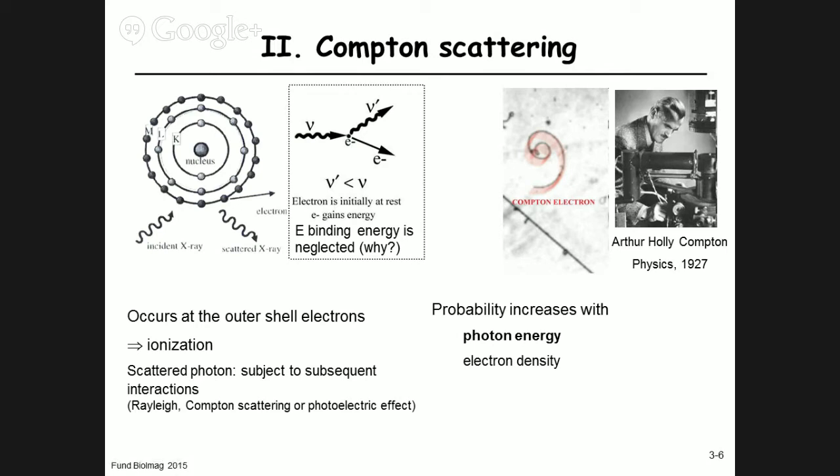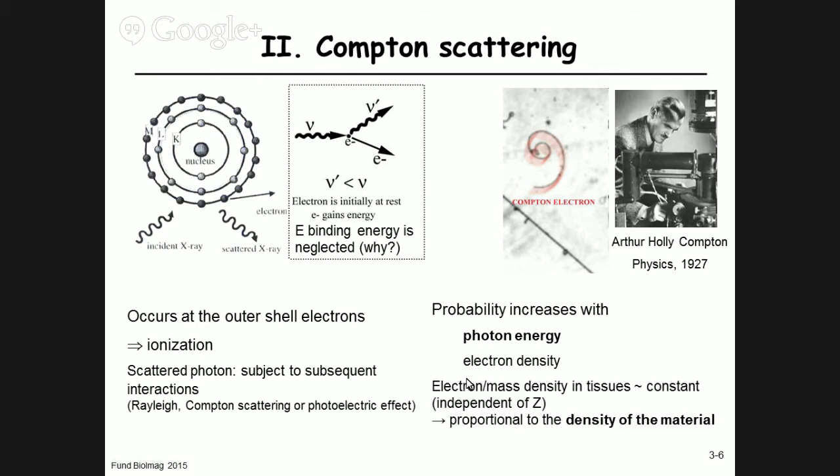The probability of Compton scattering increases with the photon energy and with the electron density. Photon energy, that's logical. Electron density is logical too. The more electrons we have, the higher the probability that a photon will collide with an electron. Now, typically, the electron to mass density in tissues is pretty much constant. It's independent of the atomic number. So actually, the Compton effect is pretty much proportional to the density of the material.